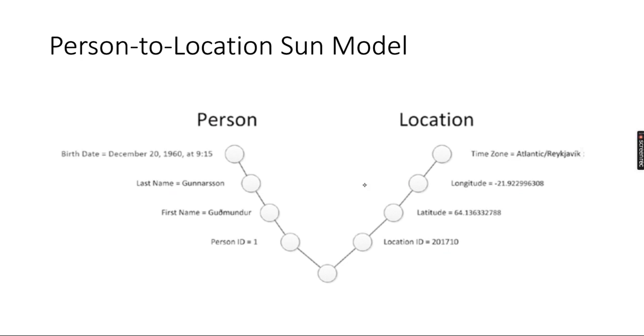Now person to location sun model. So person to location sun model, here we take all the details of the person like the ID, first name, last name and birth date, and in the location we take the location ID, latitude, longitude and time zone.